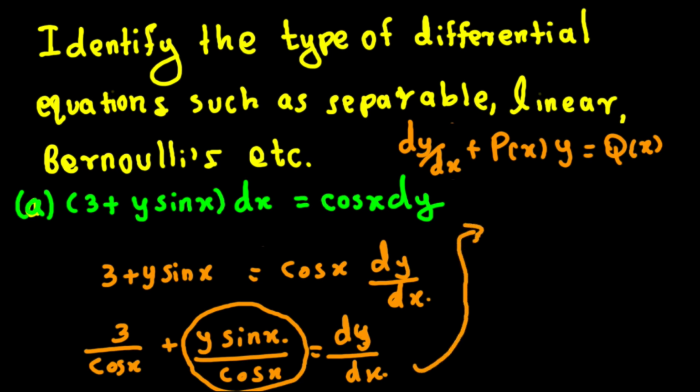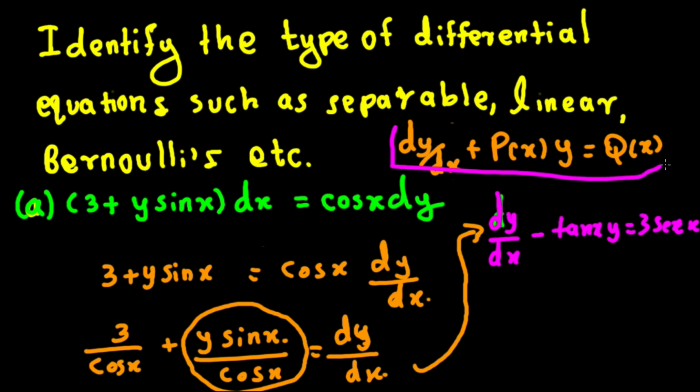If we bring this one to this side, this is going to be dy/dx minus sin x over cos x, that's going to be tan x. So this is going to be tan x times y, and that's equivalent to 3 over cos x, which we can write as 3 sec x. So from this you can see this is the pattern: dy/dx plus a function of x multiplying y, equal to another function of x. So this is linear. Now let's see how we can prove this is an exact differential equation.